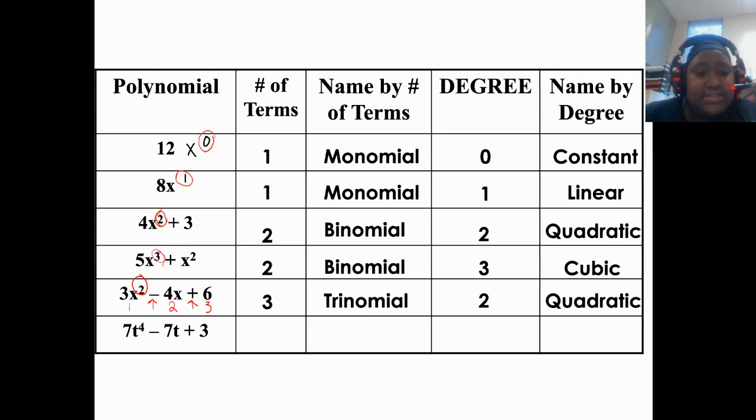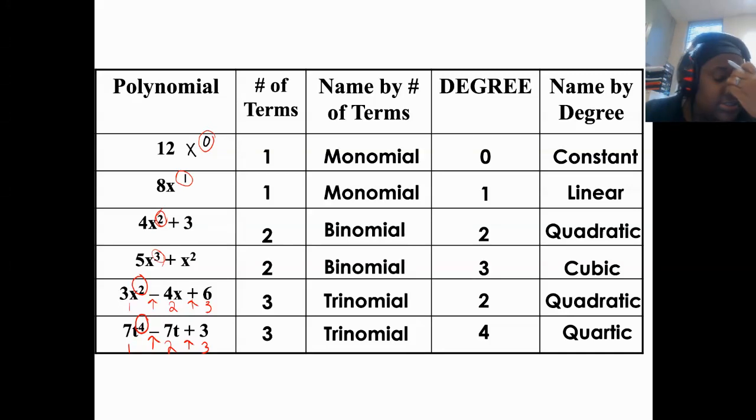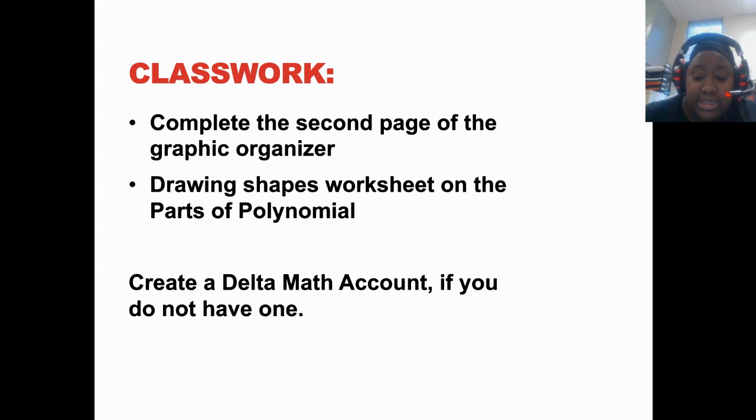This is the very last example. Again, we have 1, 2, 3 terms. We know because it's separated by a plus or minus sign. Okay, so it's 3. So it's going to be a trinomial. My highest degree is going to be 4, and it's going to be quartic, like quarts or quarters. If it's 4 pieces, guys, separated by addition and subtraction, remember that's considered a polynomial. If it's 4 or more, it's considered a polynomial. Okay, so that's pretty much it for today.